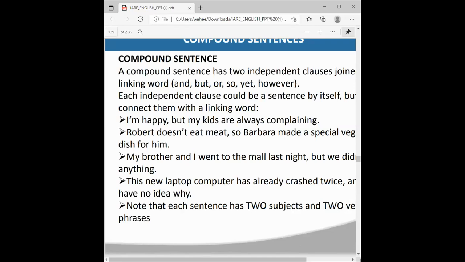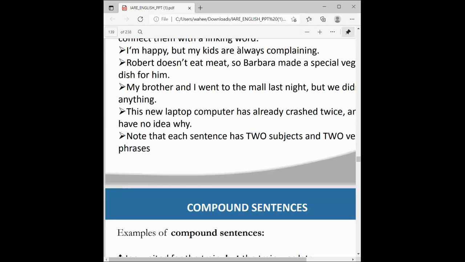We have to note that each sentence has two subjects and two verb phrases. I am happy, but my kids are always complaining. I and my kids are the two subjects over here. And then we have two verb phrases also: happy, complaining. Understand? Then we have complex sentences.